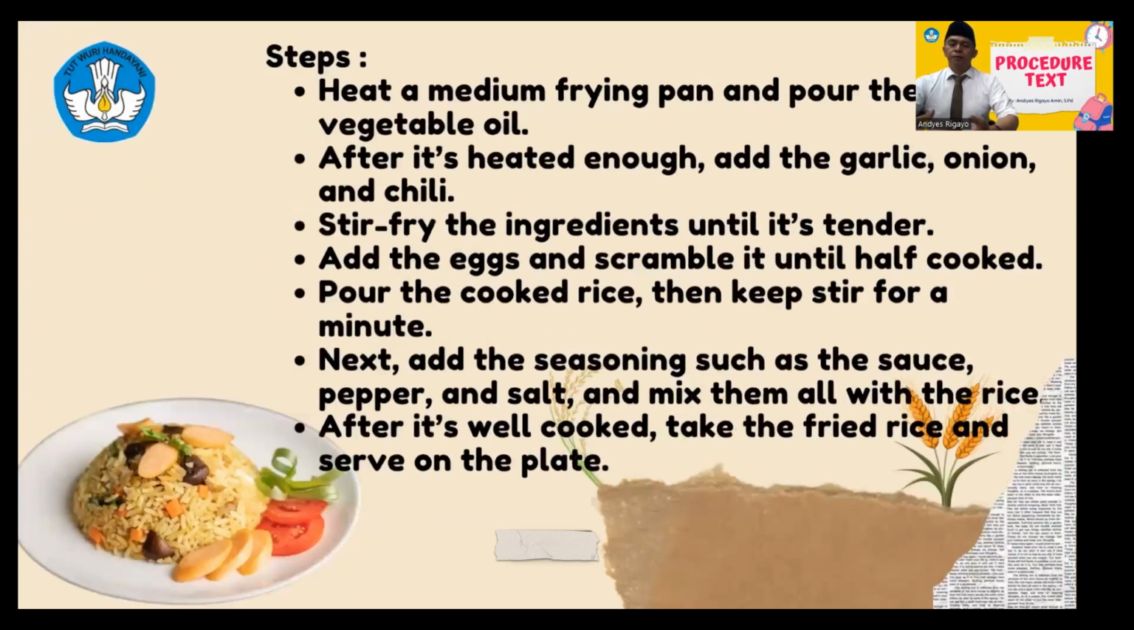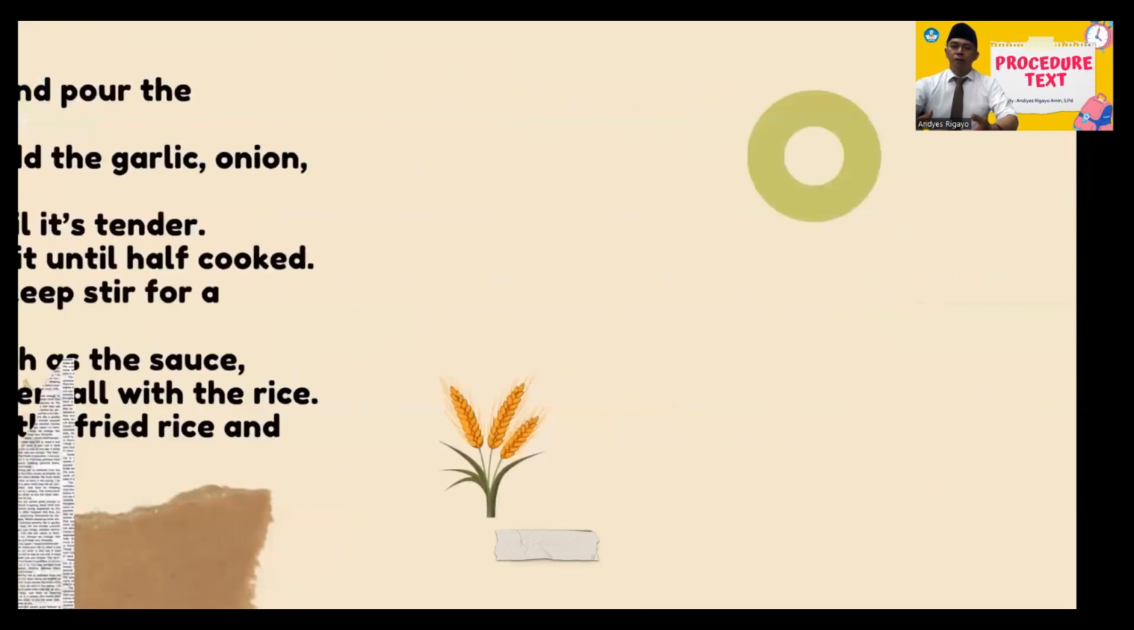Yeah, the step. First, heat a medium frying pan and pour the vegetable oil. After it heated enough, add the garlic, onion, and chili. Stir fry the ingredients until it's tender. Add the eggs and scramble it until half cooked. Pour the cooked rice, then keep stir for a minute. Next, add the seasoning such as sauce, pepper, and salt, and mix them all with the rice. After it is cooked, take the fried rice and serve on a plate.